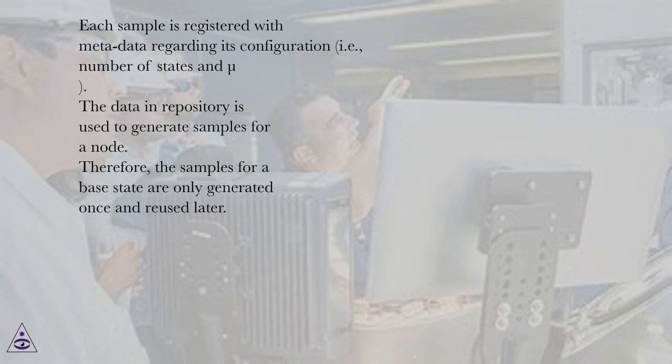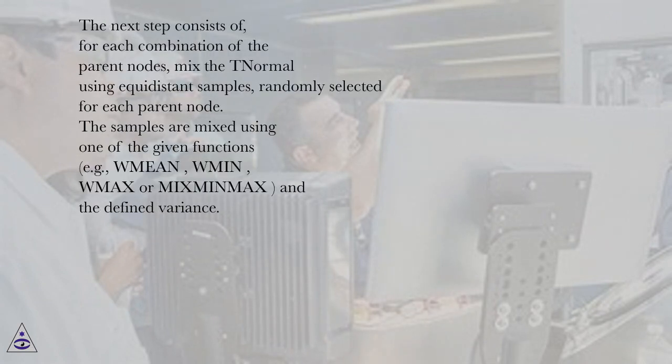The data in the repository is used to generate samples for a node. Therefore, the samples for a base state are only generated once and reused later. The next step consists of, for each combination of the parent nodes, mixing the normal using equidistant samples, randomly selected for each parent node. The samples are mixed using one of the given functions, for example, mean, min, max or mix min max, and the defined variance.